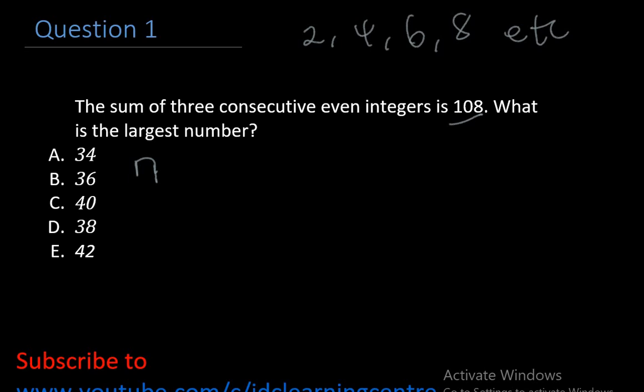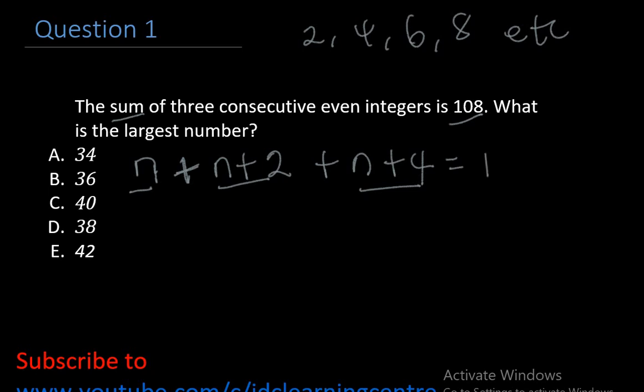So if the first even integer is n, then the others follow, since we are looking at consecutive numbers. So I'll have n plus 2, the next will be n plus 4, the next will be n plus 6. But since you are looking at 3, I'll stop here. Let this be the first, the second, and the third. So the sum of three of them will give me 108.